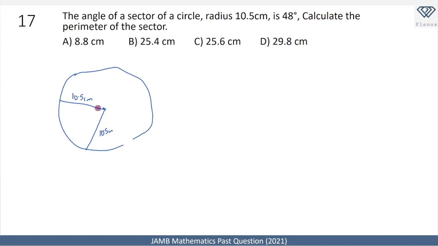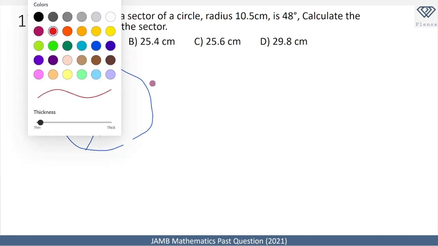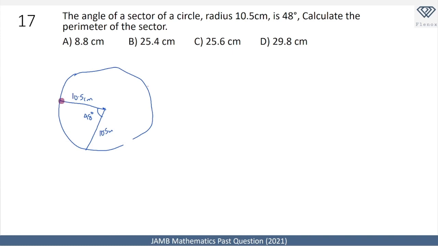I'm told that the angle is what? 48 degrees. Now I'm told to find what? The perimeter of my sector. Now the perimeter is going to encompass what I have over here. This is the perimeter, this red line over here and here. So I need to find the length of all these lines and sum them up. I know the length of this line because it's the radius, 10.5. I know what the line over here is, the radius, 10.5. So the next thing I need to find now is the length of this arc over here.